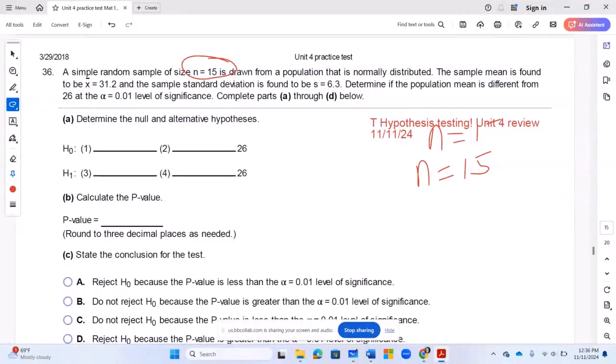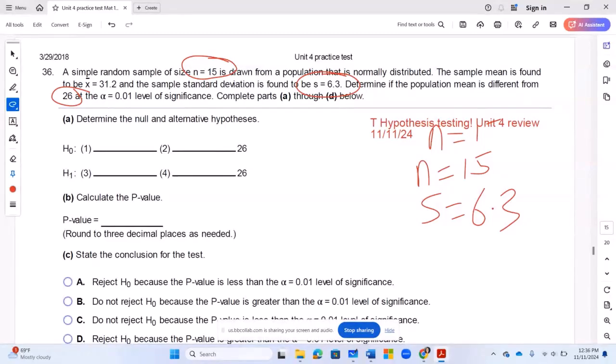And we are given the sample standard deviation, which is equal to 6.3. Determine if the population mean is different. The given population mean is 26.